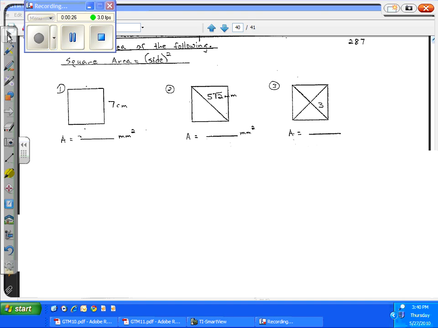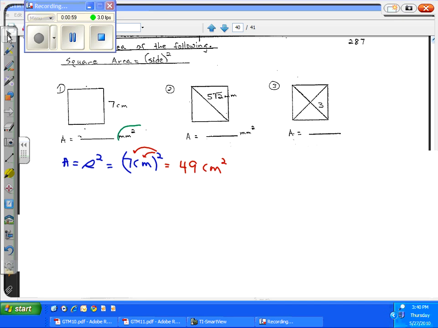Number one, it wants the area of the square in square millimeters, and it gives you the side in centimeters. Area of a square is side squared. So we would plug in the length of a side, 7 centimeters, quantity squared. We're going to distribute the square, and so we would have 7 squared is 49 centimeters squared.